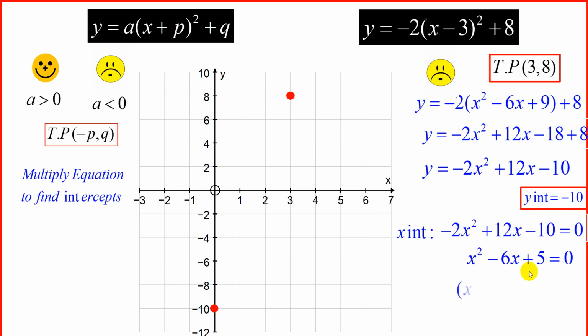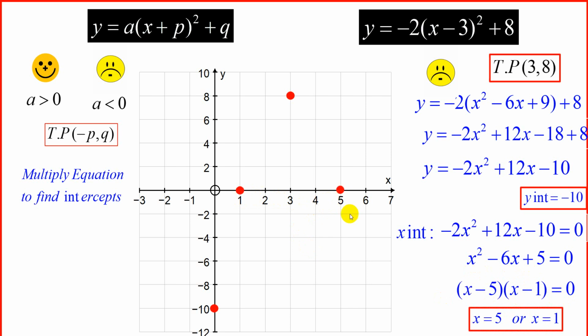We can now factorize this. We'll end up with x minus 5 into x minus 1. From here we get two values for x: x is 5 or x is 1. We're going to plot 5 and 1. There's our 1 and there's our 5. So we're going to join these points to get a sad face.